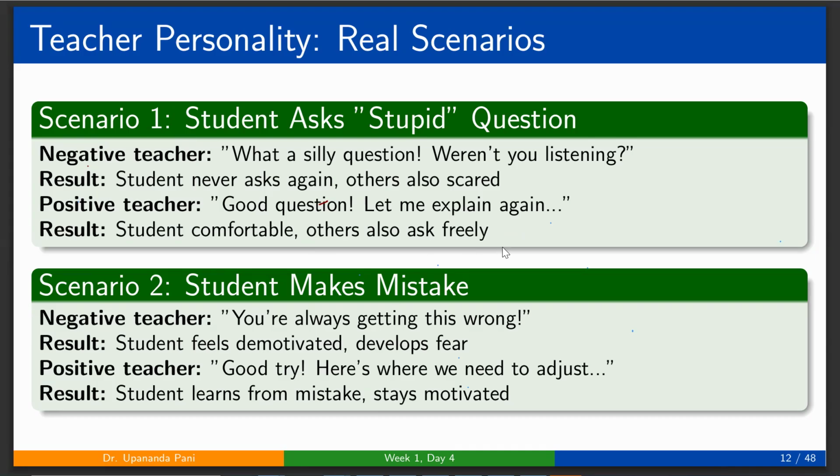Is it clear? So let's go to the next scenario. Scenario 2: a student makes a mistake. The negative teacher says, you are always getting this wrong. The result is students feel demotivated, they develop fear. But a positive teacher says, it's a good try. Here is where we need to adjust. The result is the student learns from the mistake and stays motivated.